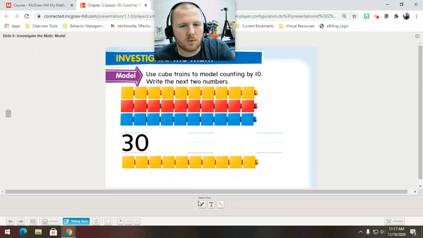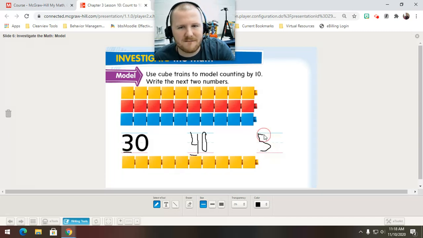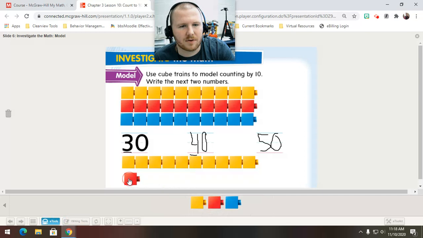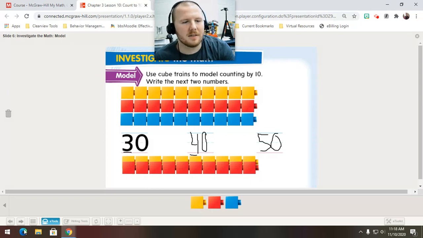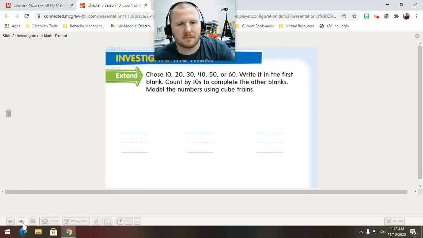So we have 10, 20, 30, 40. So we're going to write 40 right here. 4, 0, because there are 4 groups of 10 and 0 extra ones. So 30, 40, yep, 3, 4. Do you see that? Then the next one is going to be 50 because it has 5 groups of 10 and 0 extra ones. So let's get that fifth group in there. See? 10, 20, 30, 40, 50. 1, 2, 3, 4, 5. Good. Awesome. Moving on. Choose 10, 20, 30, 40, 50, or 60.